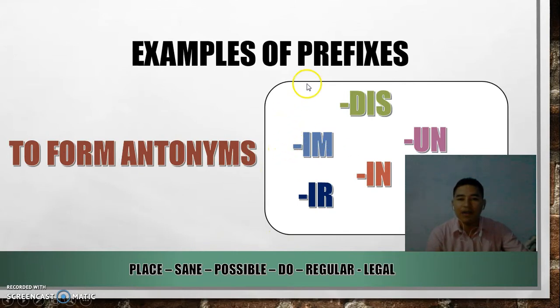And we also have prefixes which are used for antonyms. We've got the word place. So if you want to make it an antonym, you use dis, displace. Sane goes to insane, possible, impossible, do, undo, regular, irregular, and legal, then you say illegal.